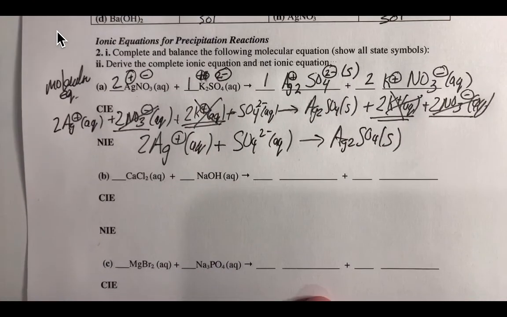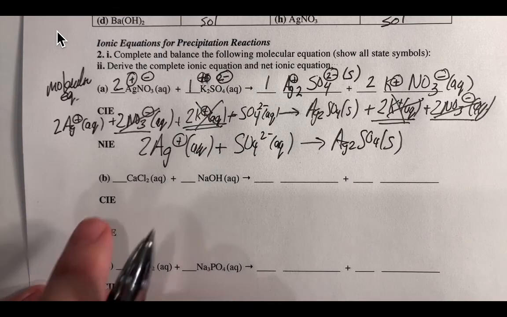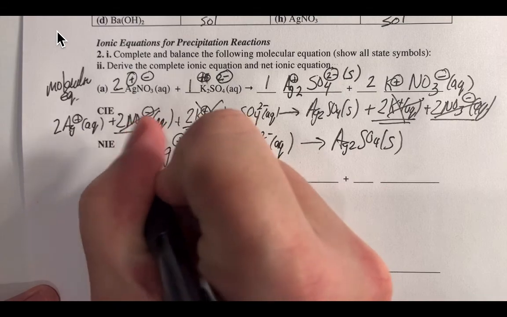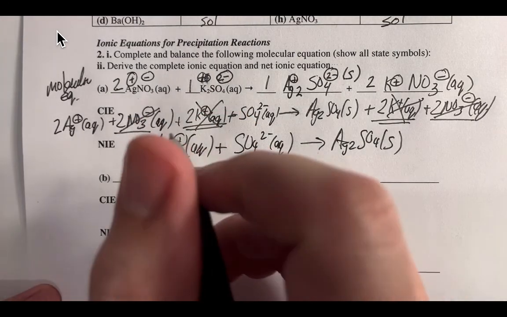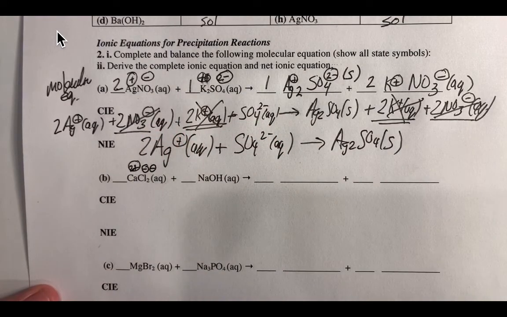All right, for 2B here, we're going to start the same way that we did for 2A. I'm going to look at the two reactants and assign charges. Calcium is in the second column, so it always has a plus 2 charge. Each of those chlorides has a minus 1 charge.